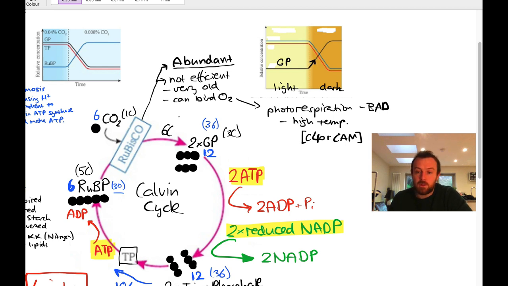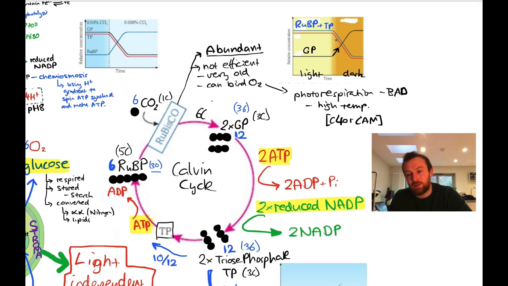But the level of RUBP, which is this one, would go down still because RUBP can still bind to carbon dioxide and be converted into GP without any light or any energy or any external things apart from CO2. So this would be RUBP, and in fact, triose phosphate is the red one there. Okay, they would both kind of decrease.